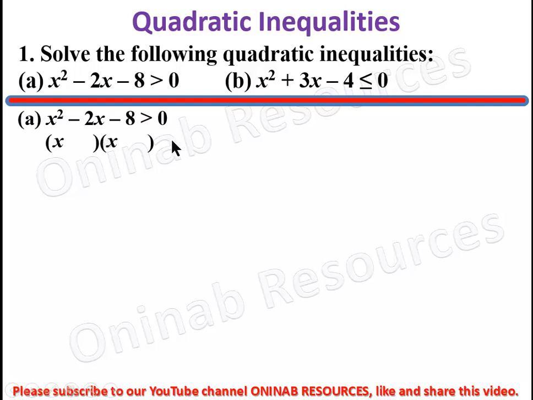So we can have two factors of 8 first, 4 and 2. So one has to be negative. If we place negative at 4, that's negative 4 plus 2 gives negative 2. So it's negative 4 and positive 2. So we say x plus 2 and x minus 4. Since the two factors of 8 whose sum will be negative 2 are positive 2 and negative 4, then greater than 0.